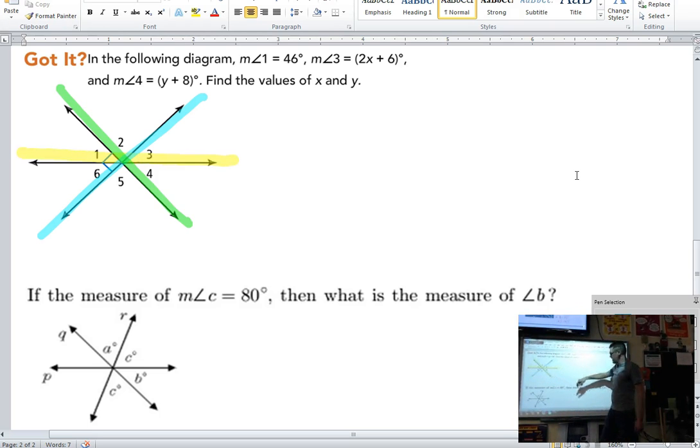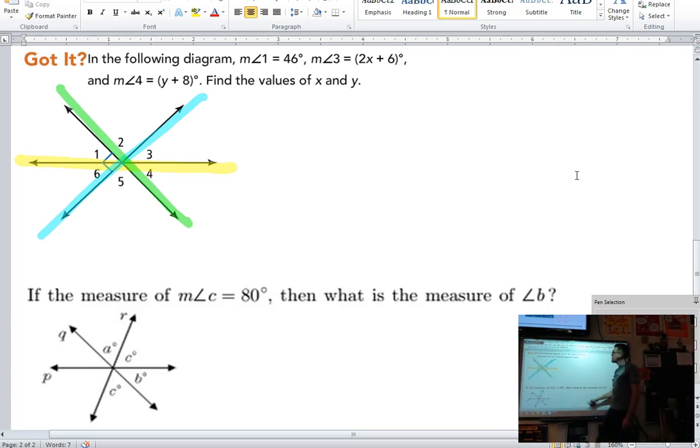But if I only looked at green and blue, I could make a vertical pair. If I look at green and yellow, I could make a vertical pair. If I look at yellow and blue, I could make a vertical pair. So remember, we can combine smaller angles to make bigger angles if we need. So now let's check out what we need to do.